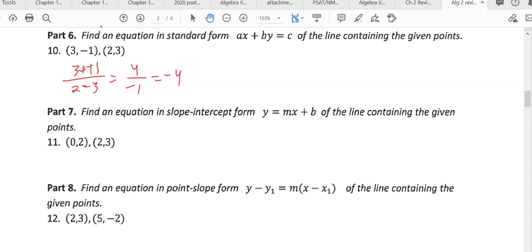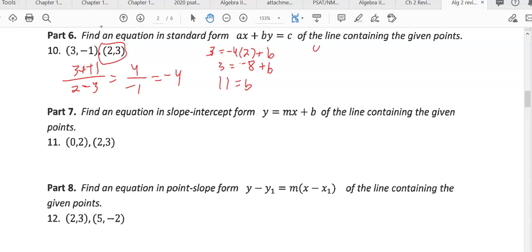We don't want to put it in that form, so let's just use slope-intercept form. Choose one of the points, y equals mx plus b. So y is 3. 3 equals -4 times x, which is 2, plus b. So 3 equals -8 plus b. Add 8 to both sides. You get 11 equals b.